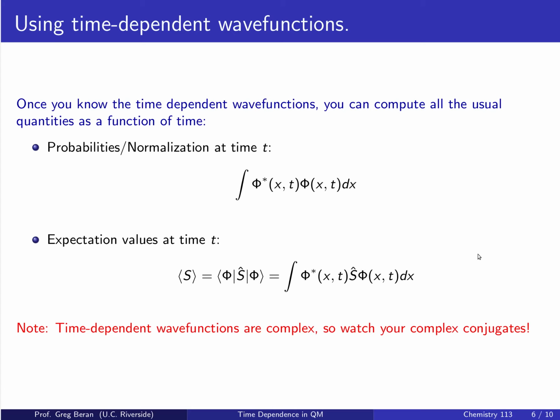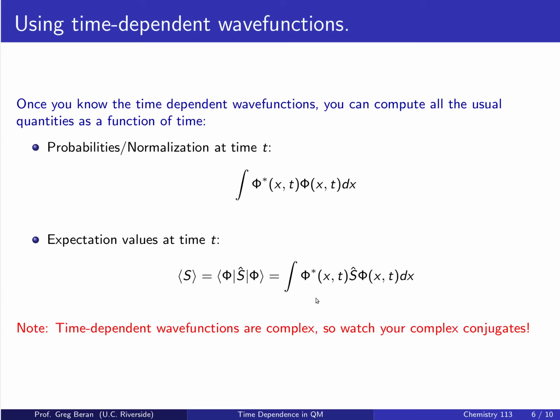Similarly, if we want an expectation value as a function of time, we calculate expectation values with the same sorts of expressions, with the wave function's complex conjugate on the left, the operator corresponding to the observable we're trying to measure, and then the wave function again. And we integrate over all space, and that'll give us a result that will, in principle, depend on time.